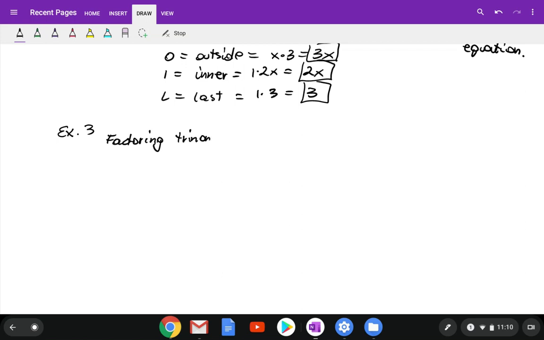Trinomials when a is negative. So important.